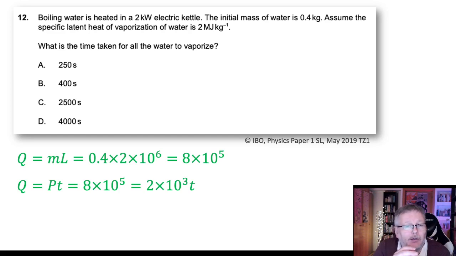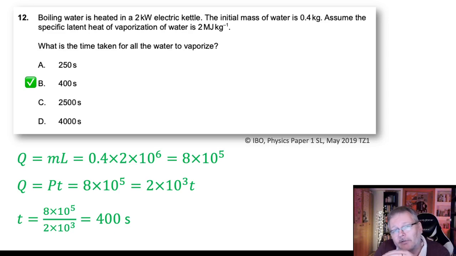Energy equals power multiplied by time, another equation that you need to know. So 8 times 10 to the 5 joules equals 2 times 10 to the 3, which is the power, 2000 watts, multiplied by T. Rearrange for T and you'll get T equals 400 seconds, so B is the correct answer.